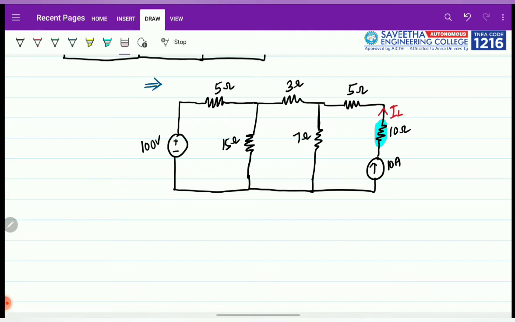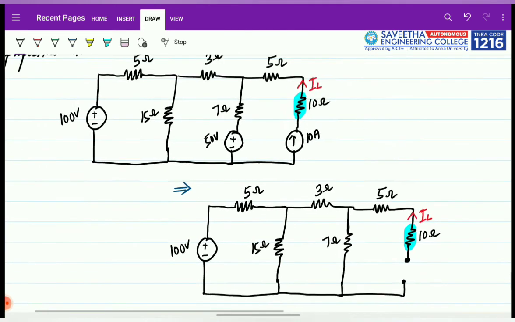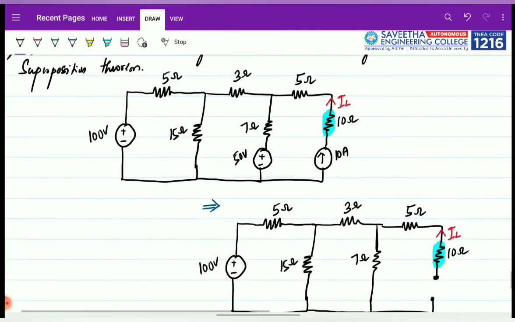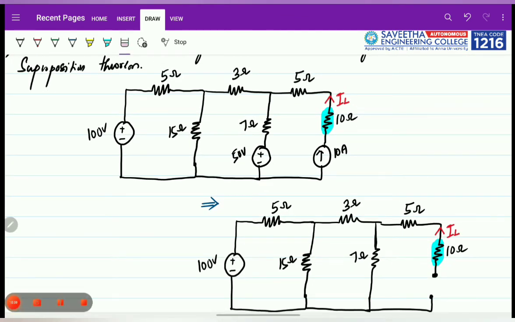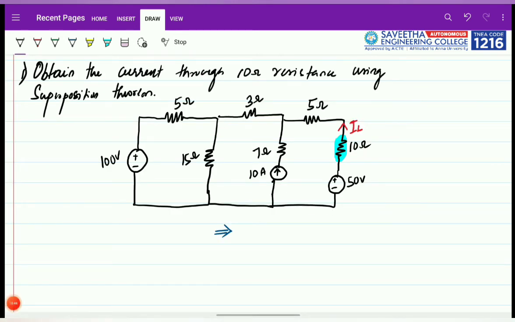You can see the next source here, which is a current source, so we will open circuit it. I'll keep something like this. We will consider it open circuited. So the circuit given here is this. In the superposition theorem, it is necessary to consider these circuits.